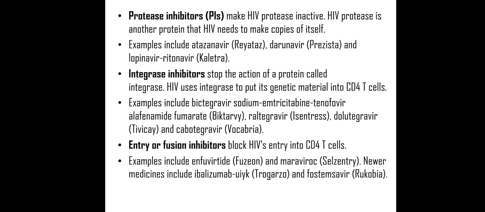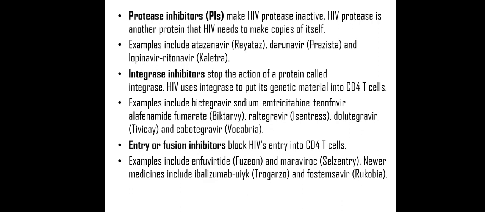The integrase inhibitors target the specific enzyme for viral replication, that is, they stop the action of the protein called integrase. HIV uses integrase to put its genetic material into the CD4 T cells. It includes bictegravir, emtricitabine or tenofovir alafenamide fumarate, then raltegravir and cabotegravir.